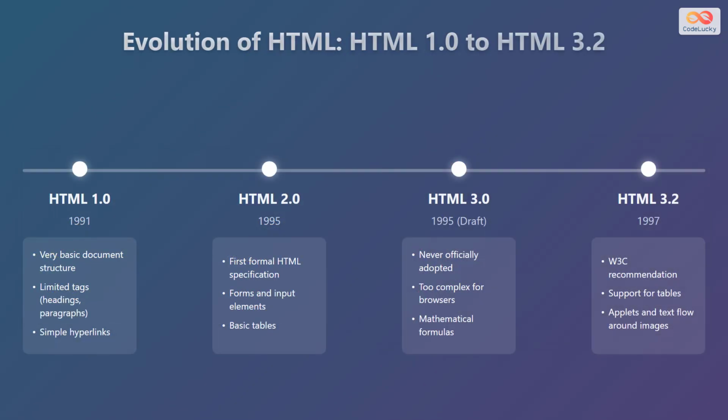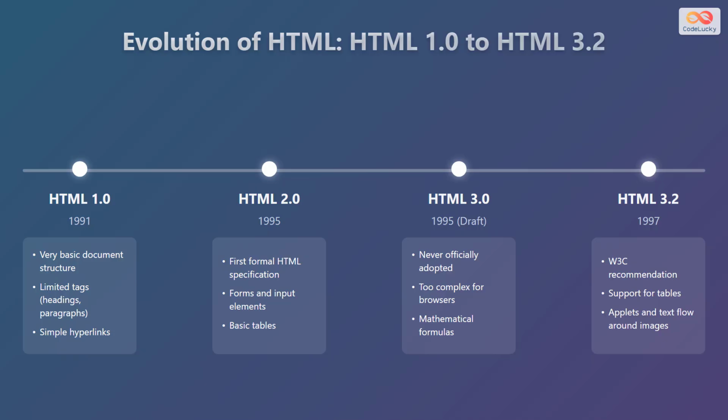Let's take a look at how HTML has evolved over the years. In 1991, HTML 1.0 was introduced, offering a very basic document structure with limited tags for headings and paragraphs, as well as simple hyperlinks. By 1995, HTML 2.0 arrived as the first formal HTML specification, introducing forms, input elements, and basic tables.